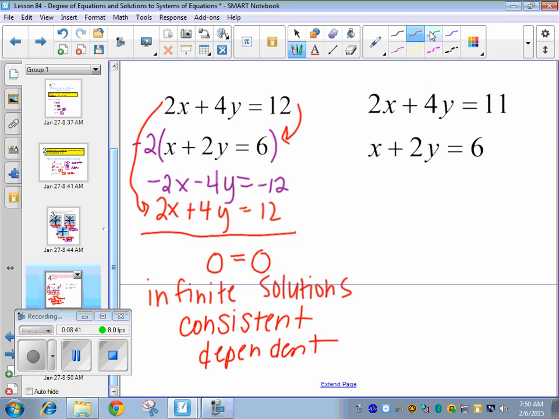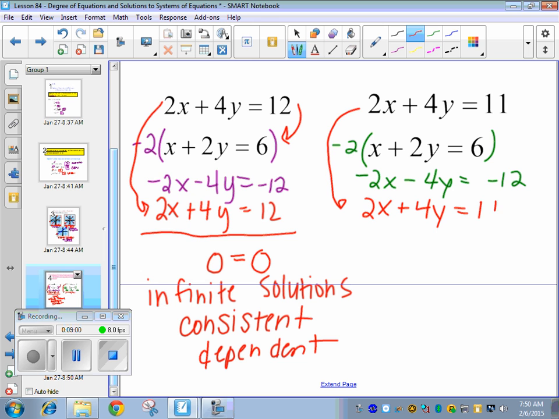All right, on the next one, same thing, we multiply through by -2. This gives me -2x, -4y, -12. And I'm going to rewrite that top equation, put it here. Okay, add down. What happens to my x's? Cancel. What happens to my y's? Cancel. What do I get on the right-hand side? -1. And so I say to myself, 0 equals -1?